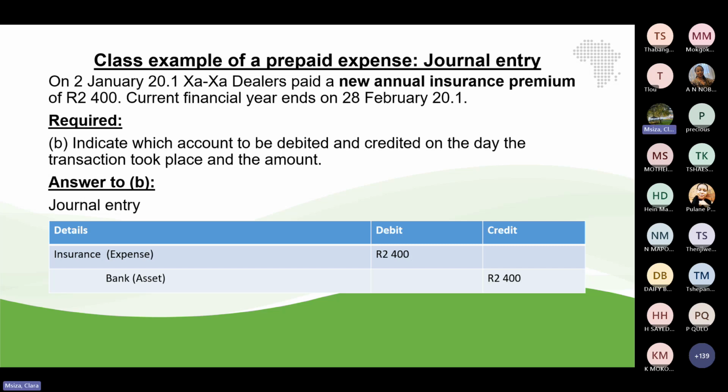Then now we look at another question with the same information. Now you are required to indicate which account is to be debited and credited on the day the transaction took place. So kindly indicate here on the chat, what are we going to debit on the day of the transaction, which is the 2nd of Jan 20.1? What are we going to credit?